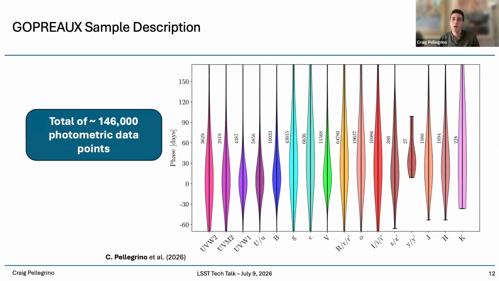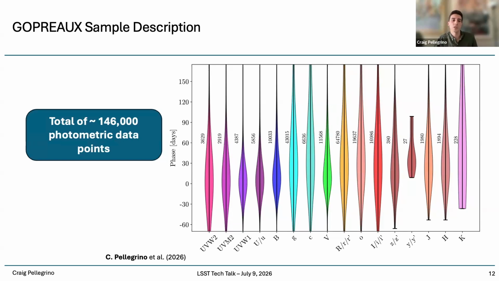This is a similar plot, but these are instead violin plots now, which show the distribution of the observations in each filter as a function of phase. So the width of each violin here corresponds to the density of observations at that phase for that filter. And given to the left vertically along each violin is the number of observations that we have in that filter across all of the different supernova subtypes.